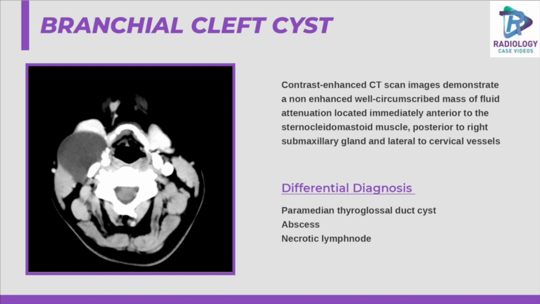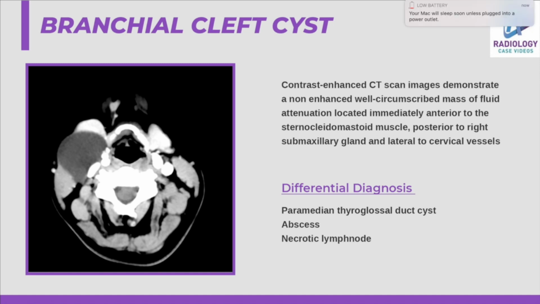Generally, they are asymptomatic until they get infected. Ultrasound generally shows a cystic lesion, which is sharply demarcated and has posterior acoustic enhancement. CT scans generally show a fluid density lesion with a thin wall, and sometimes the notch sign is seen, which is nothing but the extension of the cyst wall between the internal and external carotid arteries just above the carotid bifurcation.